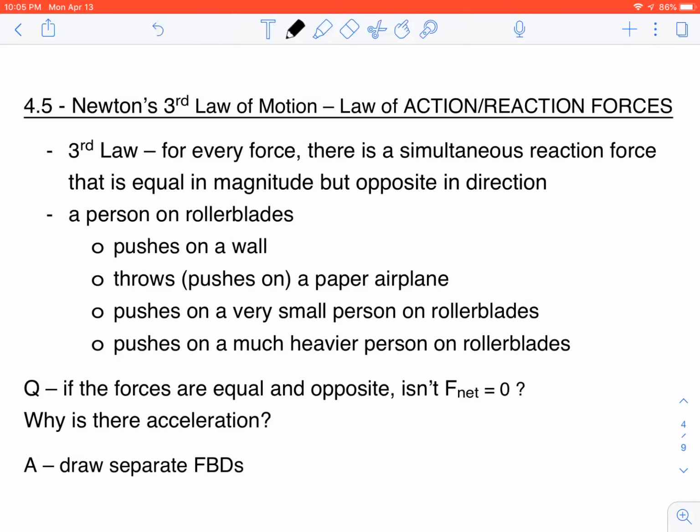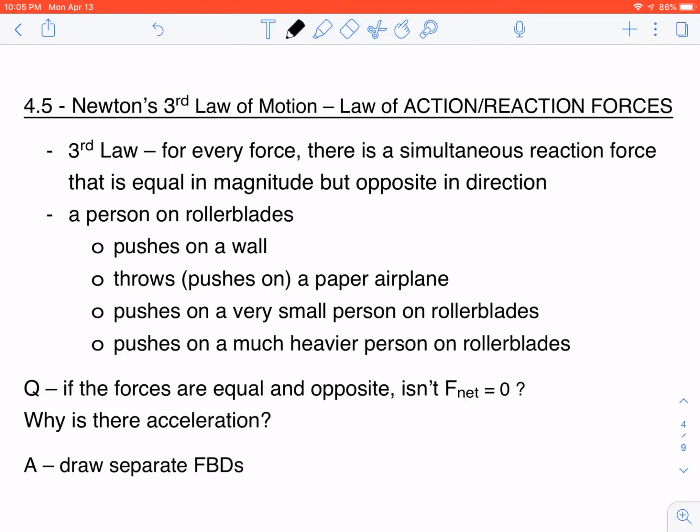Hello all, we're at the end of chapter 4, which is Newton's third law. Many of you might know Newton's third law. The law basically is the law of what we call action and reaction forces. What it means is whenever something pushes on something, it gets pushed back. If I push on the wall, the wall is pushing me back. If I throw a football, the football is pushing me back.